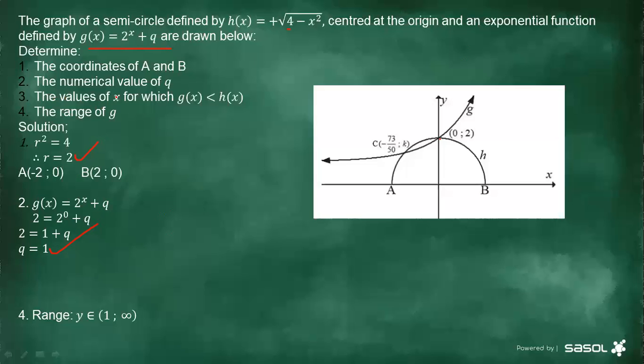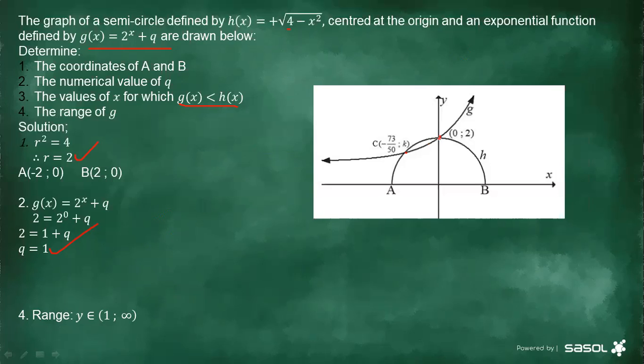Then the value of x for which g of x is less than h of x. Now this one, how do we answer it? Meaning the graph of g should be below the graph of h of x. In order for this graph of g to be less than h, this graph must be below the h of x. So the graph of g is only below from this point here to this one. That's where the graph of g is less than h of x.